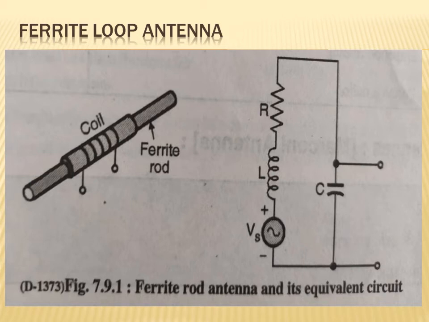Because of the current, which field is generated? Magnetic field is generated, and it is everywhere perpendicular to the loop. The loop antenna has different shapes like square, circular, rectangular, etc.